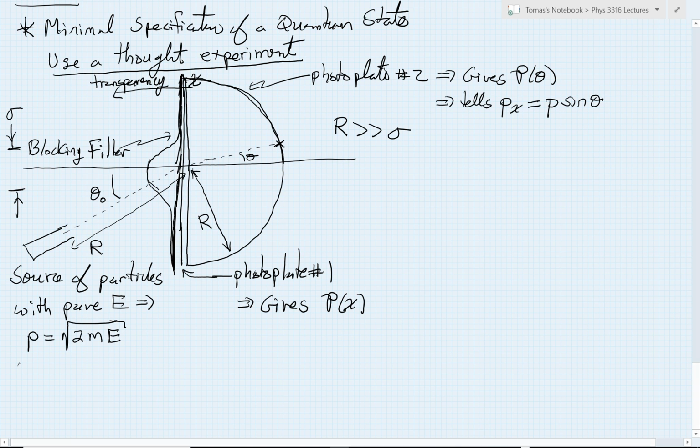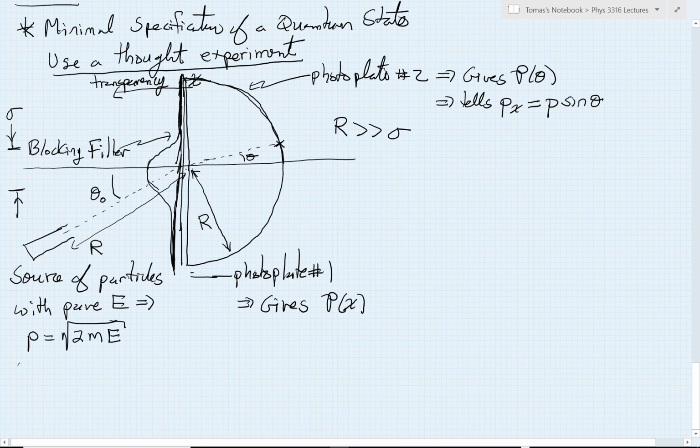Very good. And by ensuring this r is much greater than sigma, I want you to notice I've also ensured that the brightness of my source is constant. Even though some points on this screen might be closer or further from the source, the source is very far away compared to sigma. The distance from my source to any of the points that make it through that filter is almost the same. So the brightness coming from my source in the relevant regions here is going to be constant.